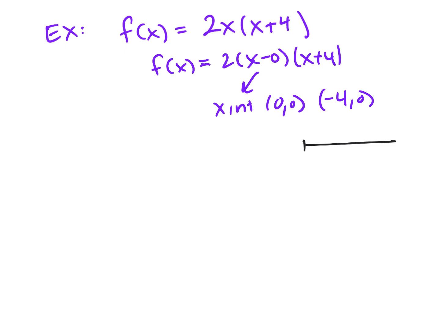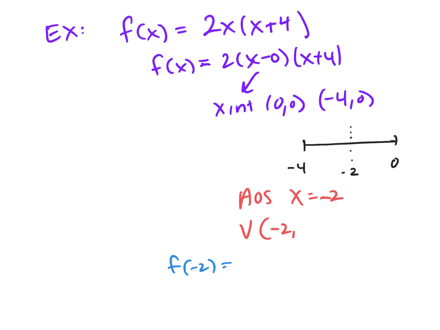If I'm at 0 and -4, what's exactly halfway between? That's my axis of symmetry. That's going to be x = -2. And if I have the axis of symmetry, I can plug that in to find the y value of the vertex. So if I plug in -2, I'm going to get -4 times +2, I'm going to get 8. So our vertex would be (-2, 8).